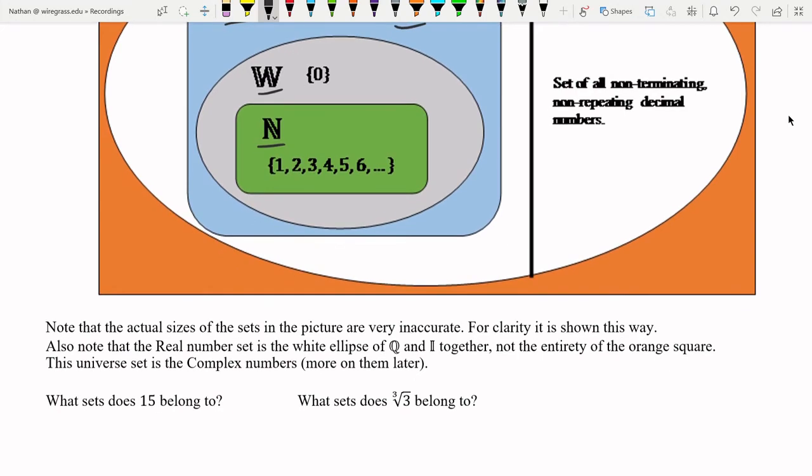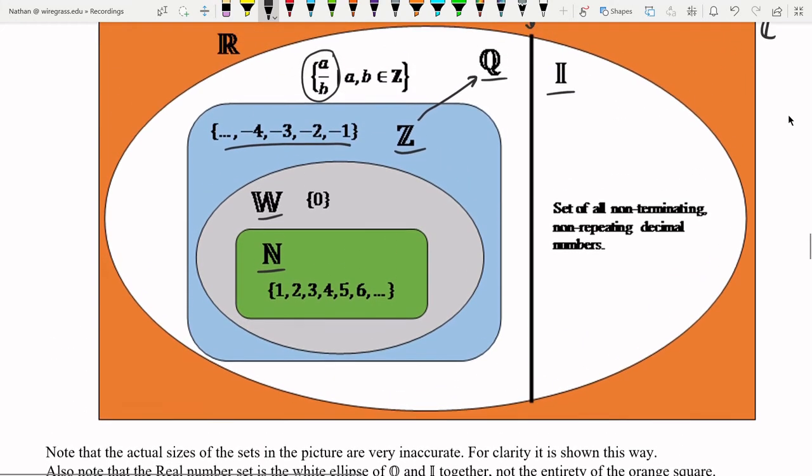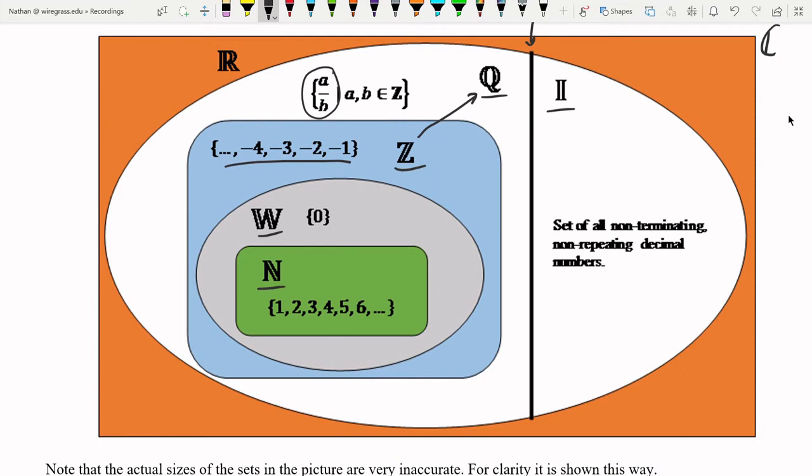Oh yeah, also it's important to note here that this is not an accurate representation. In fact, this bar should be pushed way over here, probably. I mean, it's kind of hard to tell because we're dealing with infinite amounts of numbers. But there's actually a lot more irrational numbers than there are rational numbers. I've just drawn it this way so that there's some kind of semblance of clarity here.